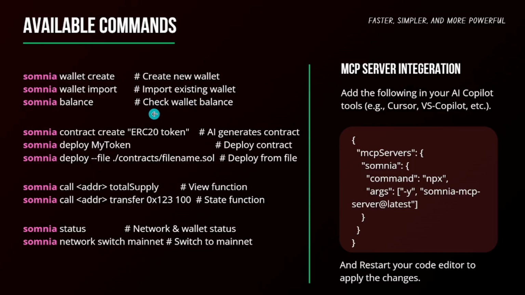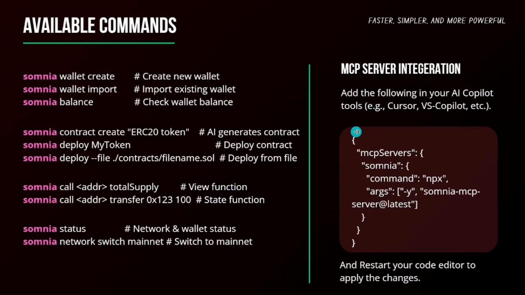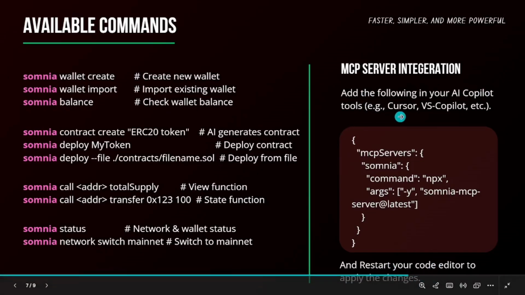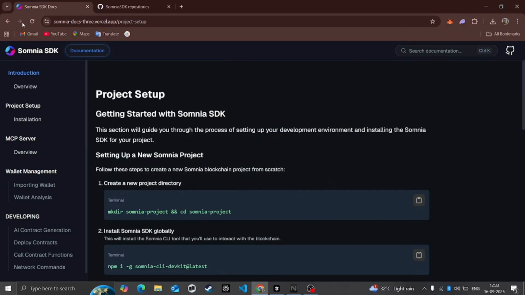So these are some of the important available commands from our Somnia SDK, like create wallet, import existing wallet, check wallet balance, AI generate contracts, deploy from file name, view function, state function, network, wallet status, and switch networks for the testing network. We can say Somnia network test, and it also has MCP integration where you can use it in VS Code Copilot or Cursor to query.